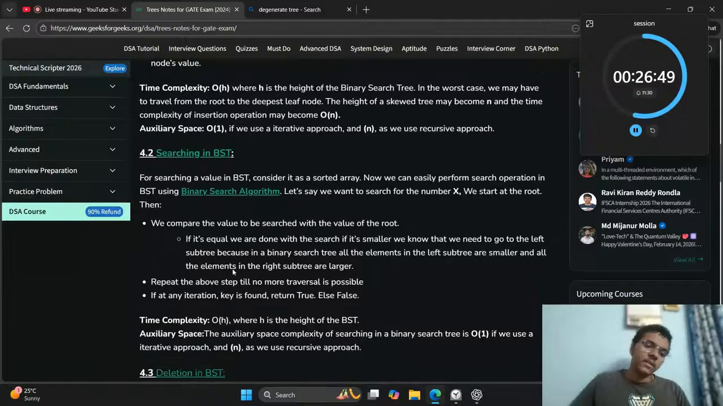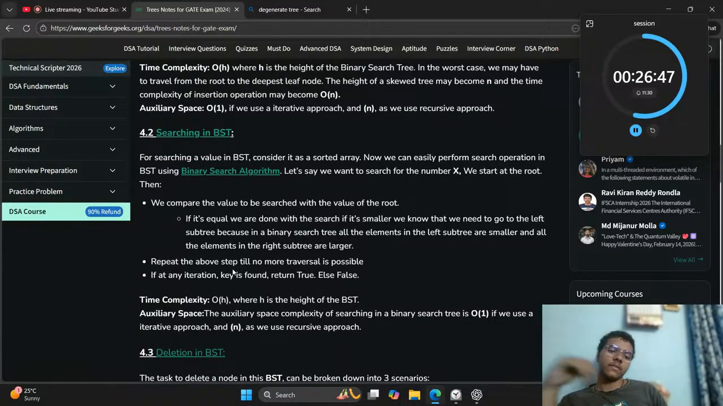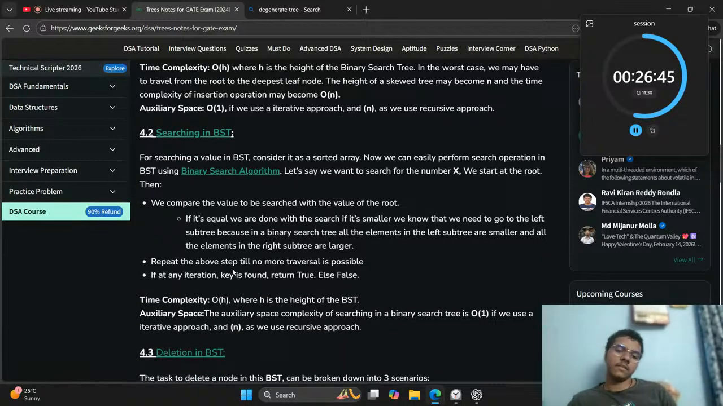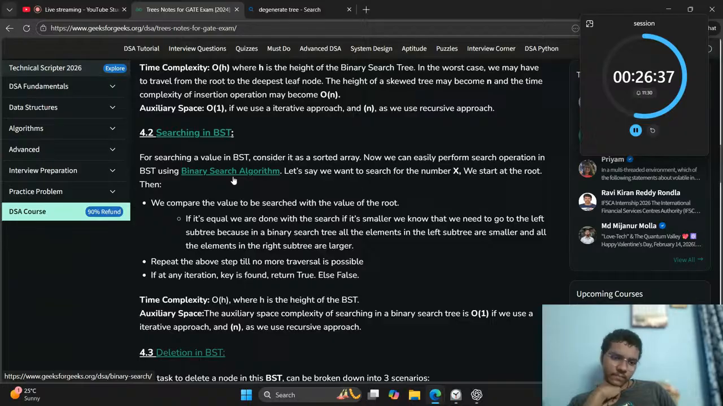Yes, sir. Searching in BST. For searching a value in a BST, consider it as a sorted array. Now we can easily perform the search operation in a BST using the binary search algorithm. Let's say we want to search the number x. We start at the root, then we compare the value to be searched with the value of the root.